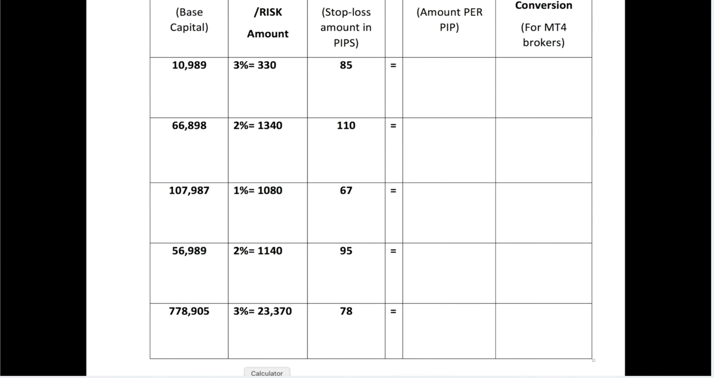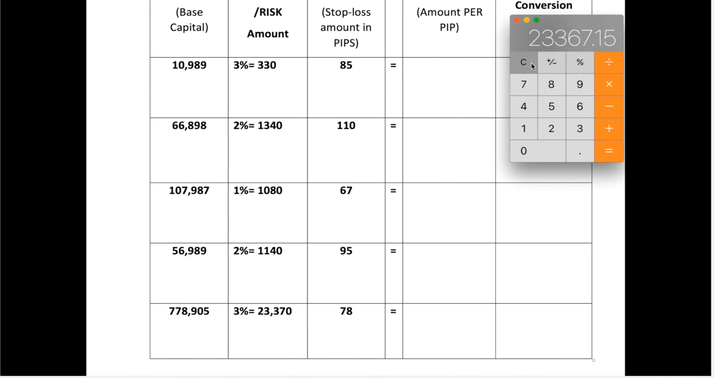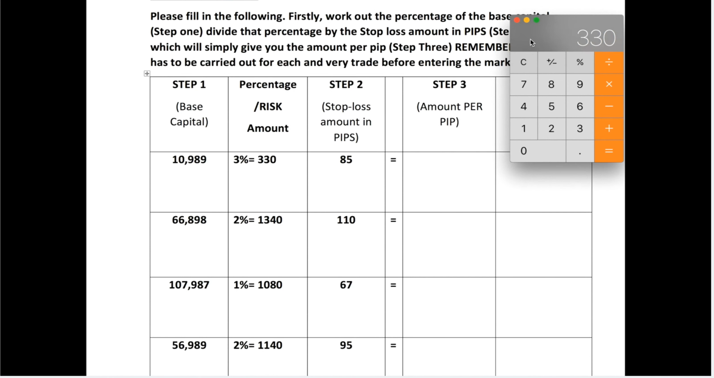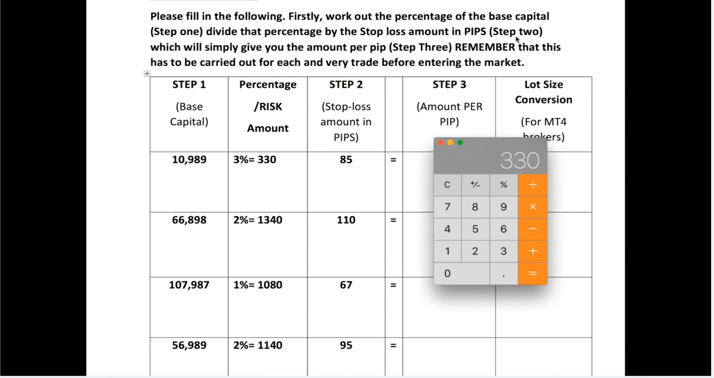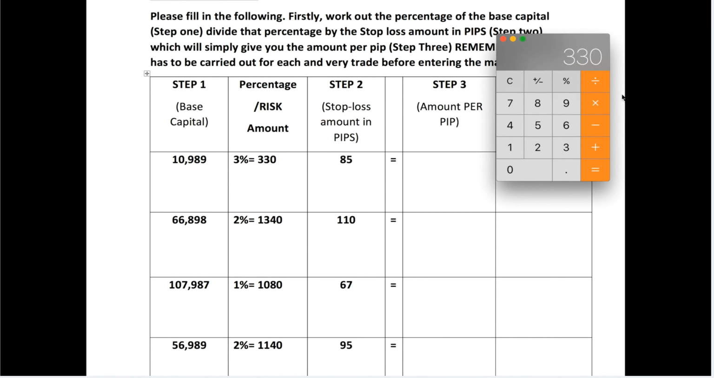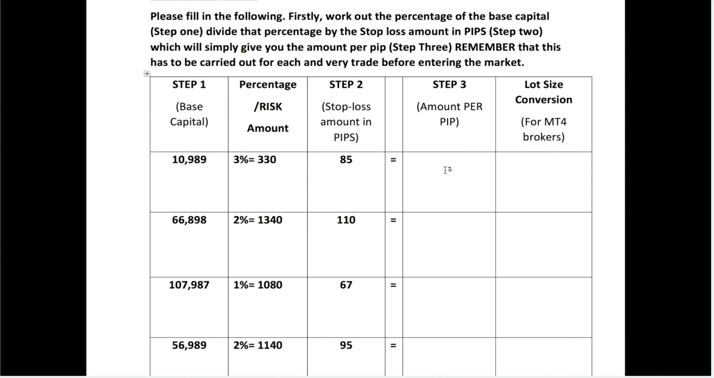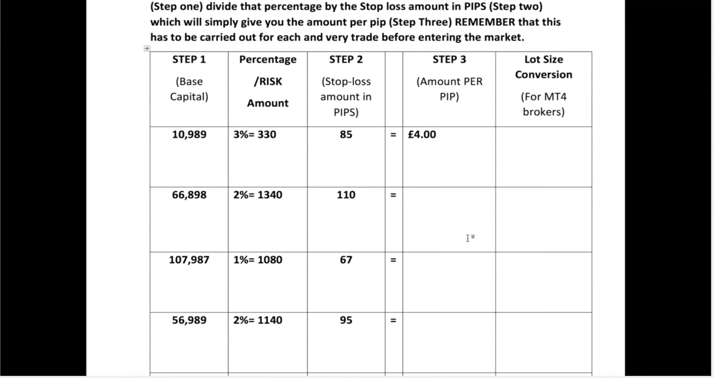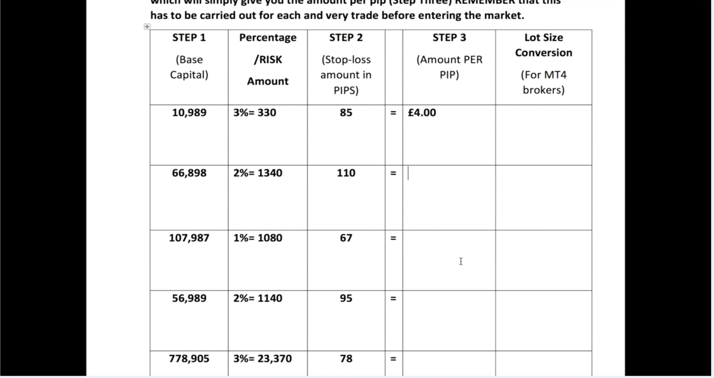Anyway, okay, let's start up here. Time's moving on this video. So what we then do, we got our risk amount going forward. So 330, because remember, you get step 1, which is this, divided by step 2 equals step 3. Simple as that. So 330 divided by 85 equals £3.88. And what can we do? We can just round it up. £4 a pip. Round it up to the nearest 50 or 100 with that one.